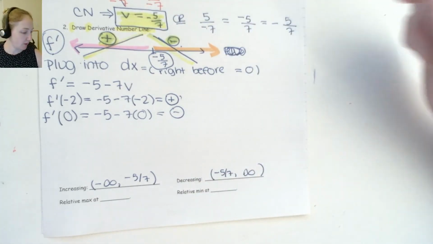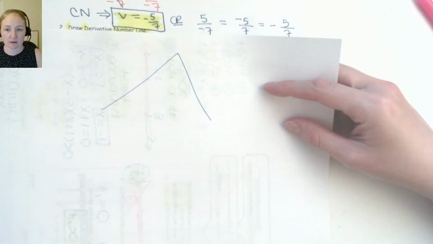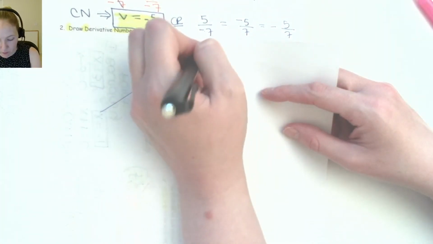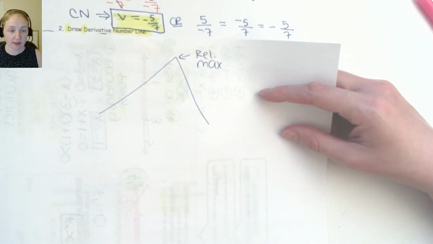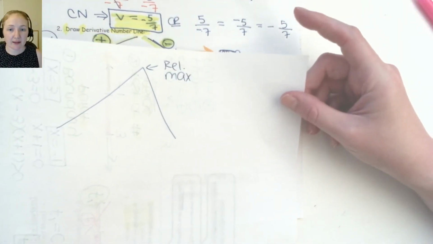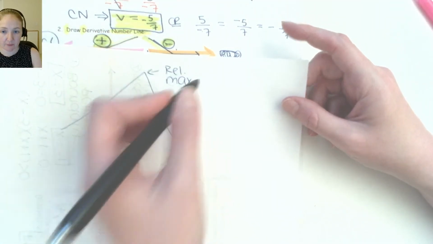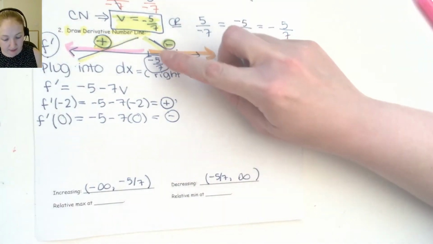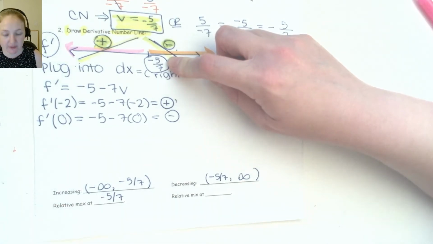All right. Now, the cool thing about this is that once you know where it's increasing and decreasing, you can then determine where you have a relative max or min. So if I just showed you a picture like this, hopefully everybody would agree this point is a relative max. It's actually the absolute max because it is the highest point. Now, that's exactly what we have here. We have a peak. We have something that's going up and then something that's going down. So what we can say is that there is a relative max at negative 5/7.